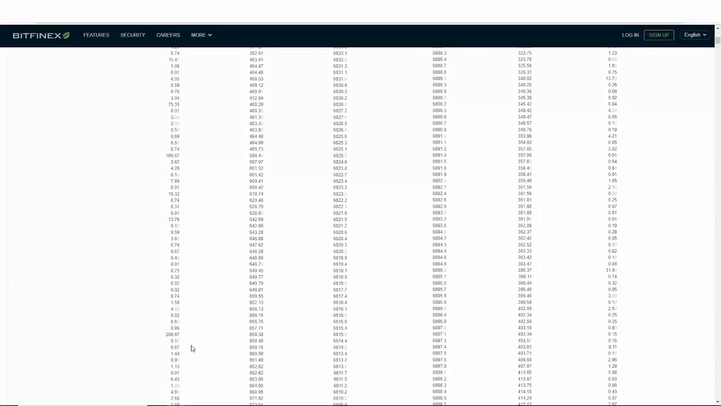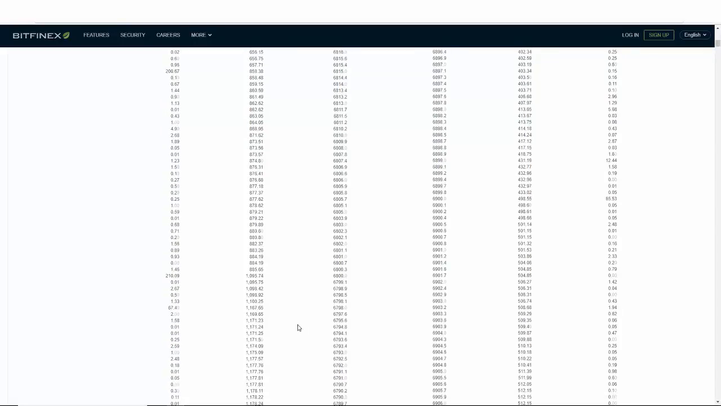We go lower, we can see another 200 at 6,815. We go lower down to 6,800. That major whole number has another 210 sitting on it. This is the first time that we see the total accumulation of orders cross 1,000.